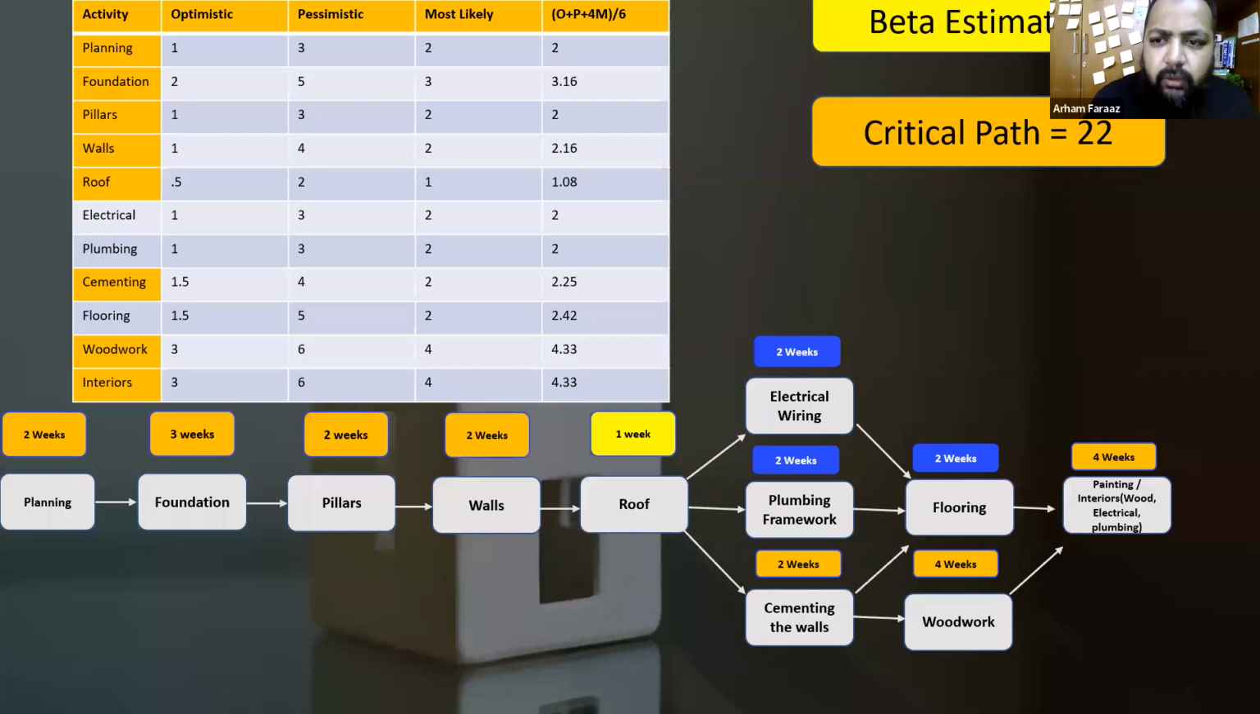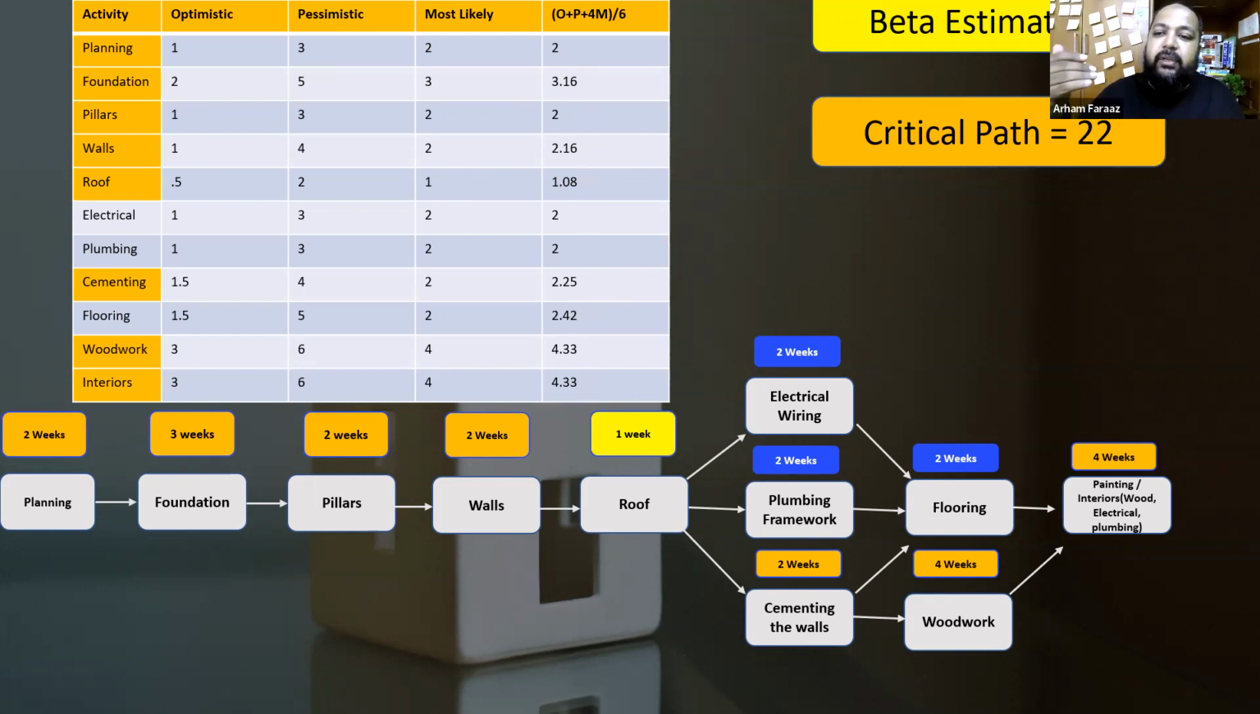Now let's find the weighted average of beta estimating. In beta-based estimating, what is happening on the critical path? The critical path now gives even more weightage to the most likely values you see over here. Again, with critical path items, the total is over here. So the final total critical path is coming to 22 weeks. See, from 20 weeks for the 1-point estimate, it went to 23.8 weeks for 3-point estimation.